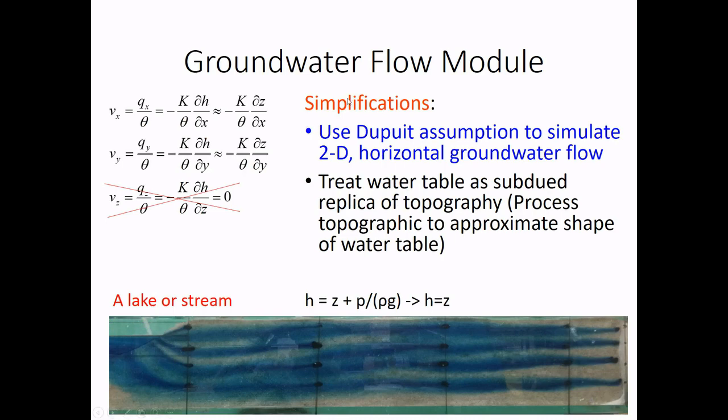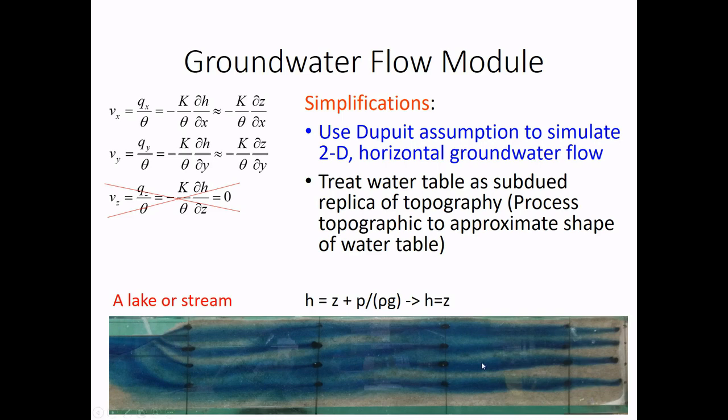We need two simplifications. The first one is called the Dupuit assumption. This has been used for about 2 centuries actually. Dupuit is the name of a French scientist, and he introduced this assumption. Essentially, as I mentioned, everything is 3D, but by using this assumption, we can simplify a 3D flow into a 2D flow.